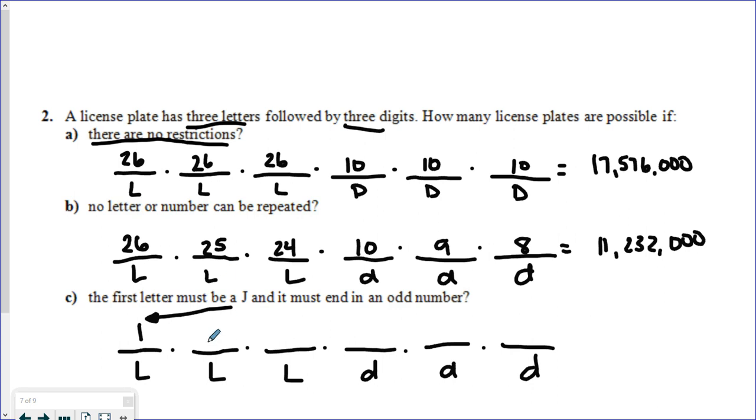So the first letter must be a J. There are no other restrictions though, so there are 26 possible letters in the second position and 26 in the third position. We could have other restrictions, like the first letter must be a J and there can be no repeats. Then this would be 25 because your second letter couldn't be a J, and this would be 24. And it must end in an odd number. So these ones don't matter. They can be anything. The last one, odd numbers: it needs to be 1, 3, 5, 7, or 9. So there are 5 different digits that can go in that last position.